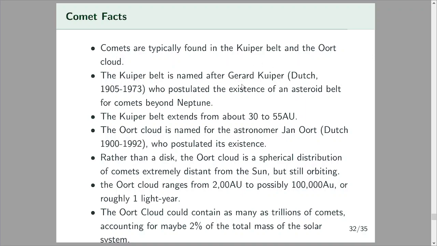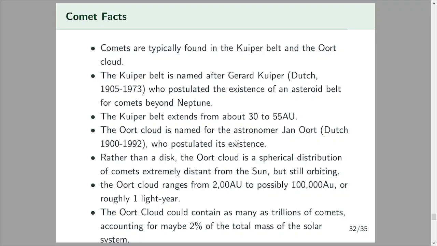The Kuiper belt is named for Gerard Kuiper, a Dutch guy who lived from 1905 to 1973, who postulated the existence of an asteroid belt for comets beyond Neptune. The Kuiper belt extends, depending on who you ask, beyond Neptune. The thick of it, you saw how the asteroid belt looked, right? The thick of the Kuiper belt is between 30 and 55 astronomical units.